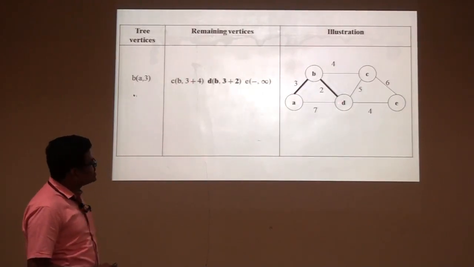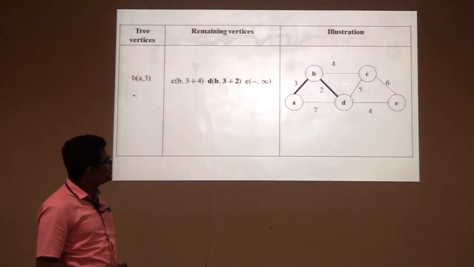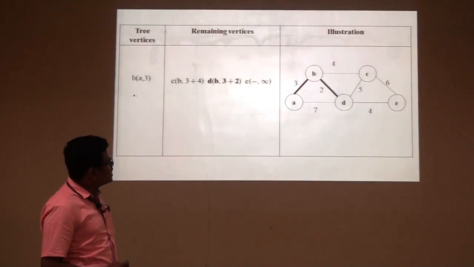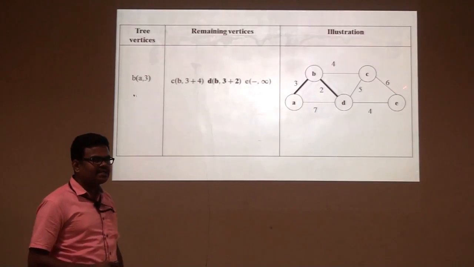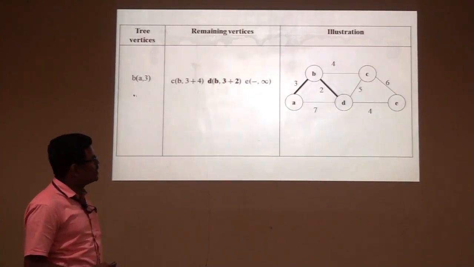Next is the D node. When we travel from A to D, A to B is 3 and B to D is 2. When we add this, we get 5. So 3 plus 2 is 5.